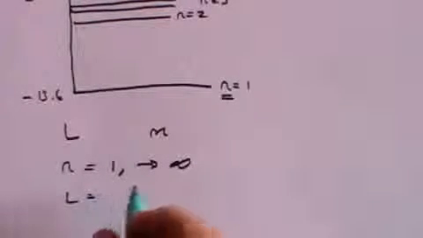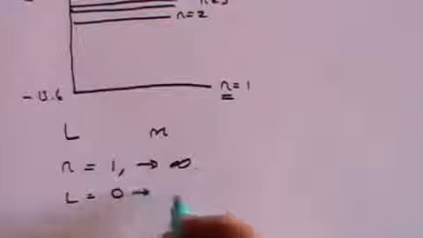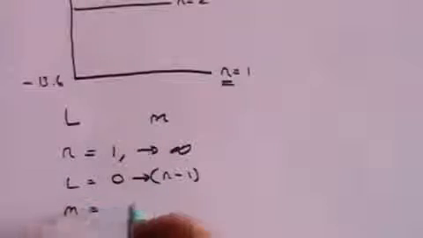L can have any value from 0 up to n minus 1. So whatever that value is, 1 less than that is the maximum value for L. And M can have any value from minus L to 0 to plus L. So those are the three quantum numbers, and they must be integers.